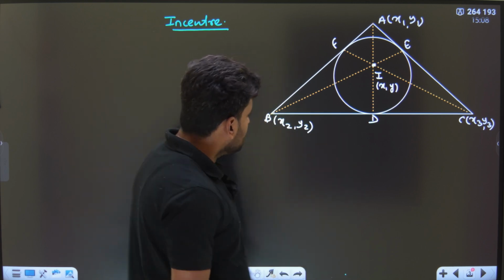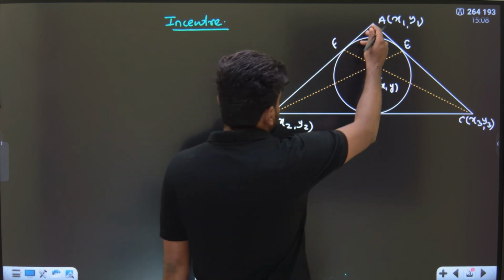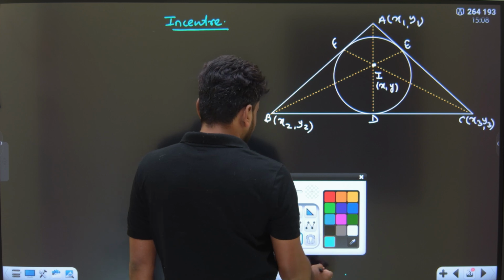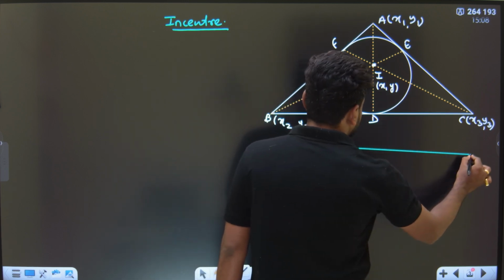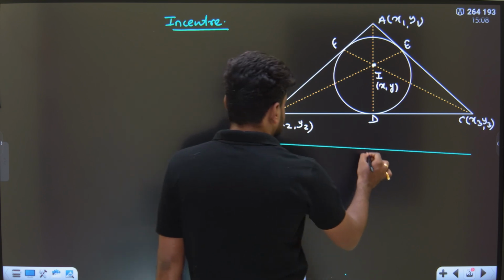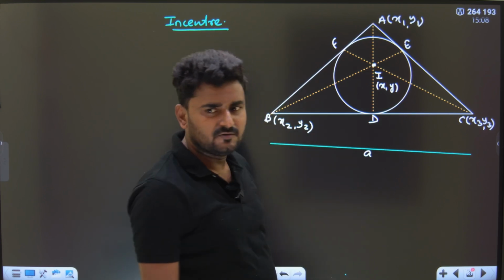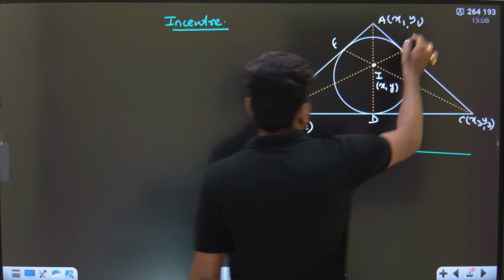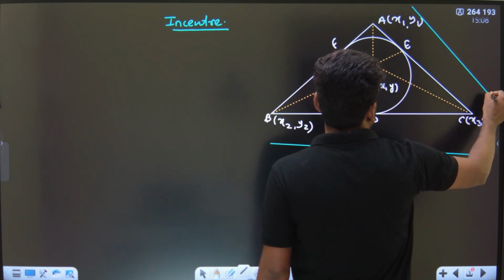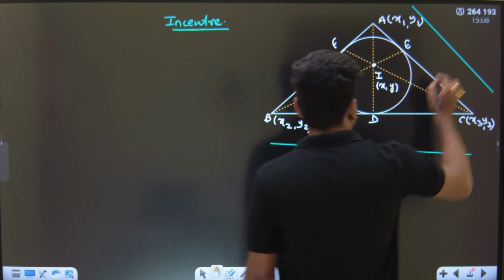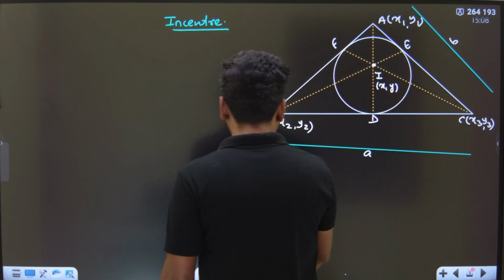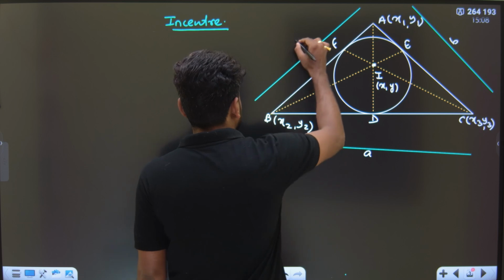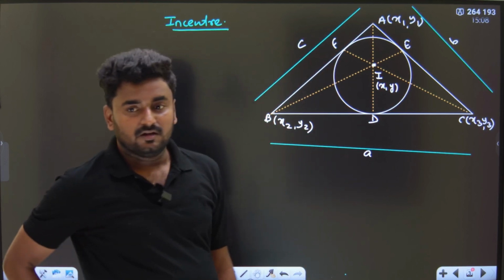Understand? Now you can see this is the vertex A, and opposite to this vertex, suppose the length is a. This is the standard notation. Opposite to B, suppose the length of AC is b. And opposite to the third vertex, suppose the length is c. I think you are clear.